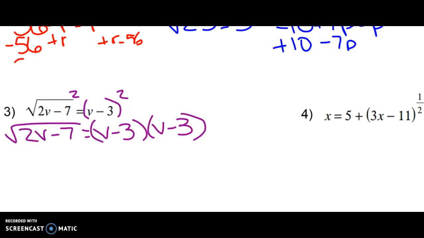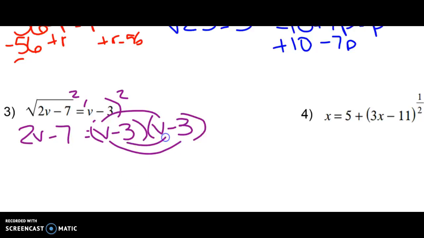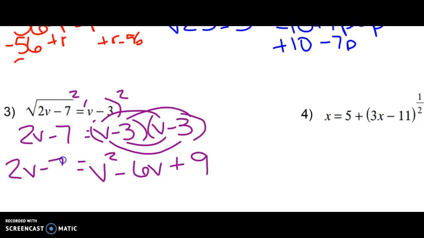All right, so, oh, I messed up. When you square a square root, oh, I made a mistake, right? That's 2v minus 7. It's not the square root of that. All right, let's FOIL this. You've got to FOIL the right-hand side. So FOIL and multiply or whatever you need to do. You're going to end up with v squared. Once you work it all out, you get minus 6v, because it's minus 3v minus 3v is minus 6v, plus 9. 2v minus 7. All right, let's keep going.